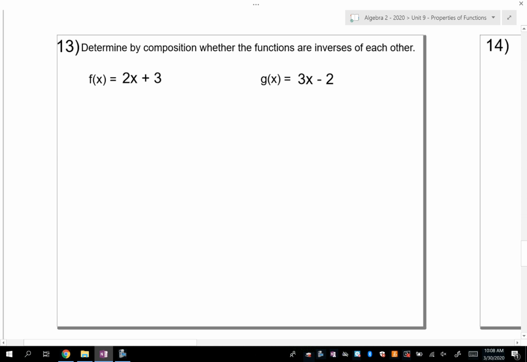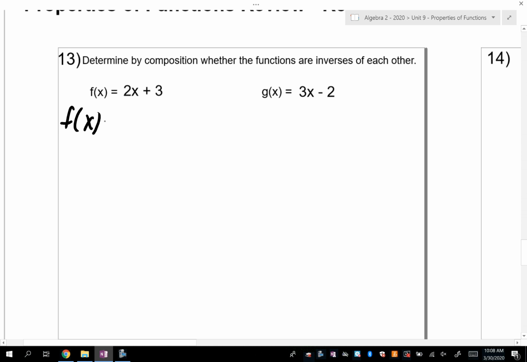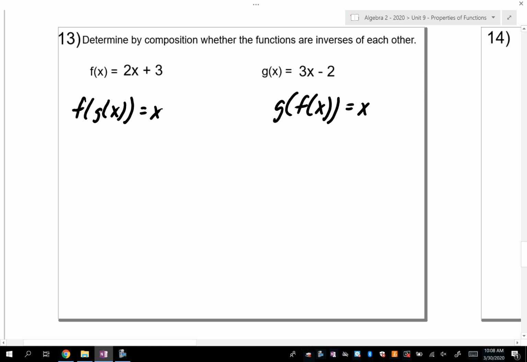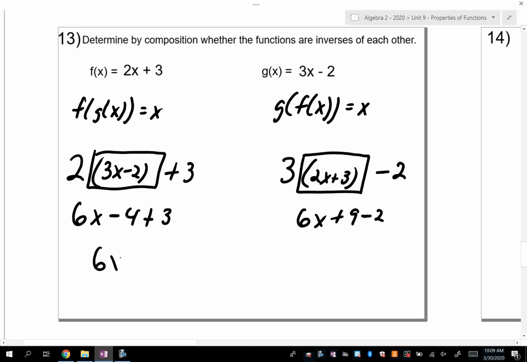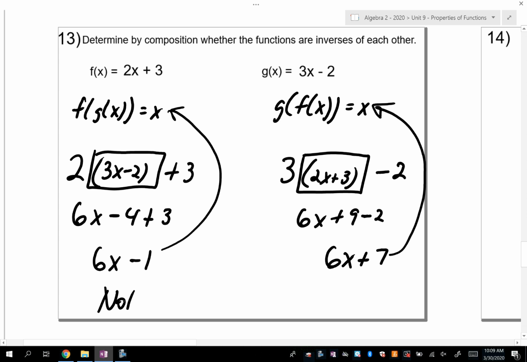Determine by composition whether these functions are inverses of each other. For this one, I'm going to do f of g of x, and I hope that gives me x, and g of f of x, and I hope that gives me x. Here we go. The first one is 2 times box plus 3, and the other one is 3 times box minus 2. Let's plug in our inside functions: 3x minus 2, 2x plus 3. So we get 6x minus 4 plus 3, and 6x plus 9 minus 2. That's going to give me 6x minus 1 and 6x plus 7. Those are not equal to x. If you compare it to what I want, which is just x, they are not going to be inverses of each other.